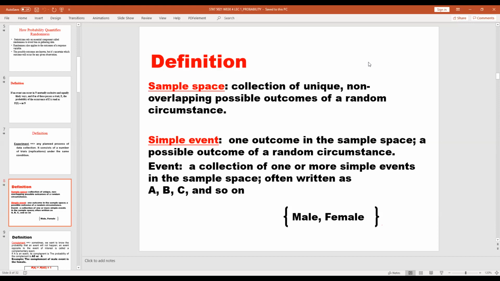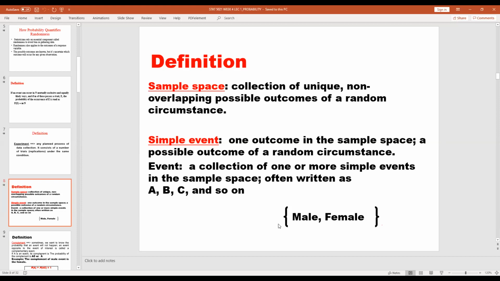Then there's something we call simple events. We may have a sample space of outcomes, and we may be interested in a particular outcome. Take a look at what I'm trying to showcase right now, where we have male, female. Of course, male is a simple event. Female is a simple event. It now depends on the characteristics of interest.